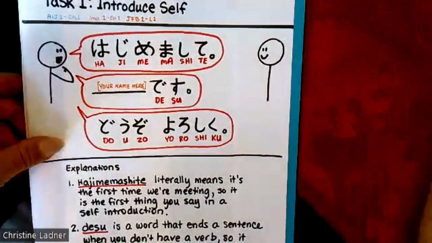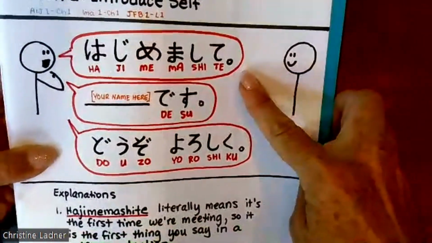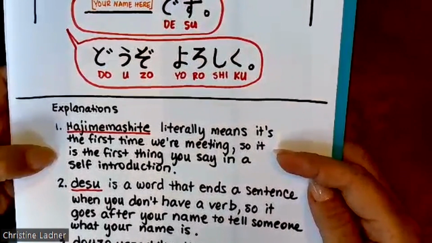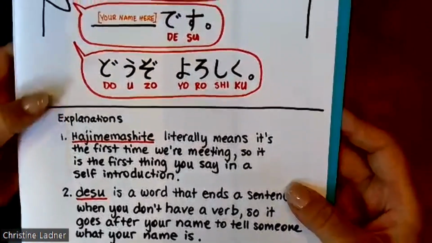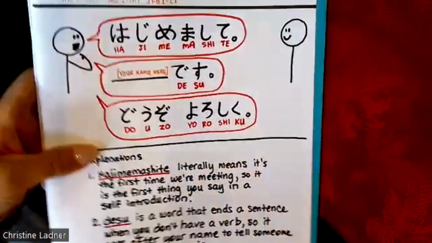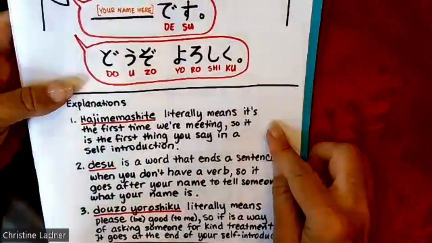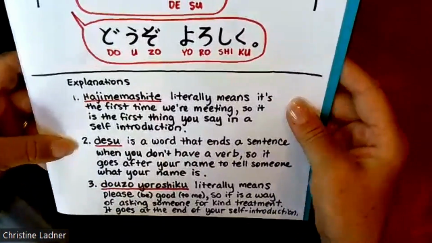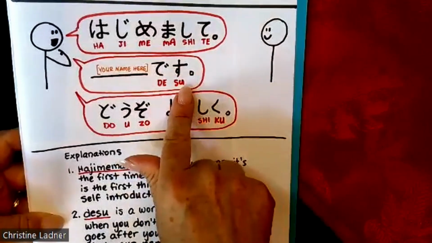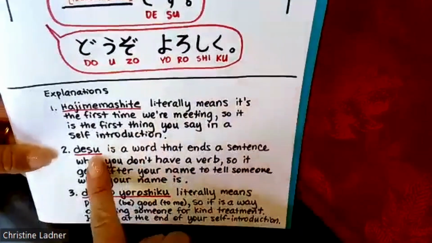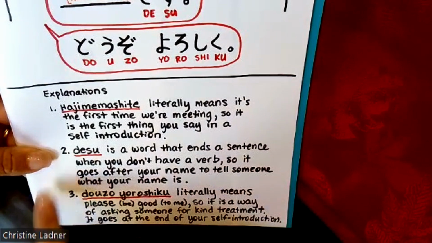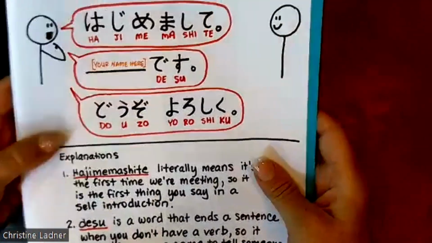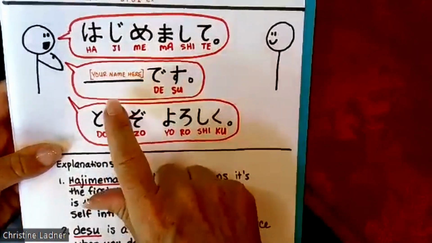Now for some explanation. First, Hajimemashite. Hajimemashite literally means it's the first time we're meeting. So it is the first thing you say in a self-introduction. So as a student, you don't really need to write these explanations down, but they're very good to understand why we say these different things in Japanese. Number 2, desu. You'll hear desu usually. Desu is a word that ends a sentence when you don't have a verb. So it goes after your name to tell someone what your name is. It's sort of like saying, I'm Mr. Smith or something.